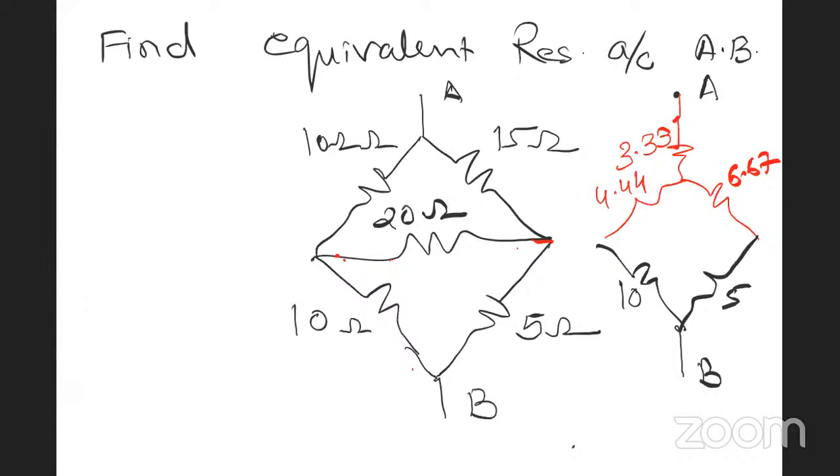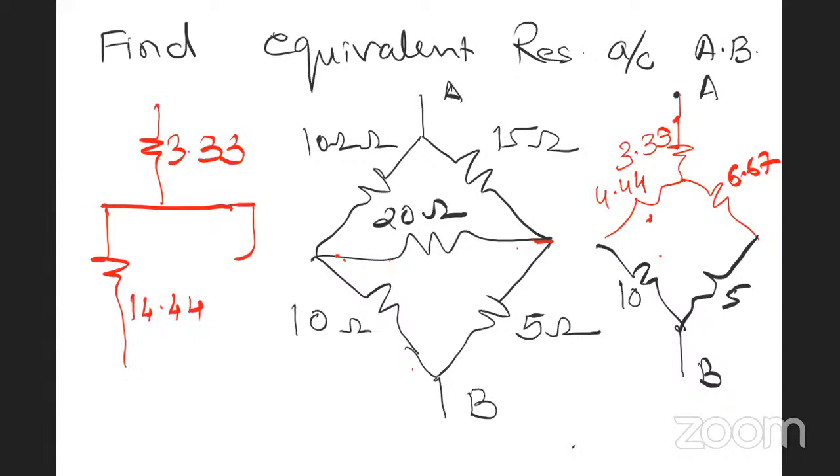So what will be my new diagram? The new diagram will be this resistance remains 3.33. These two are in series. So the answer will be 14.44. This will be 11.67, and I'll have my ND. Now these two are in parallel.